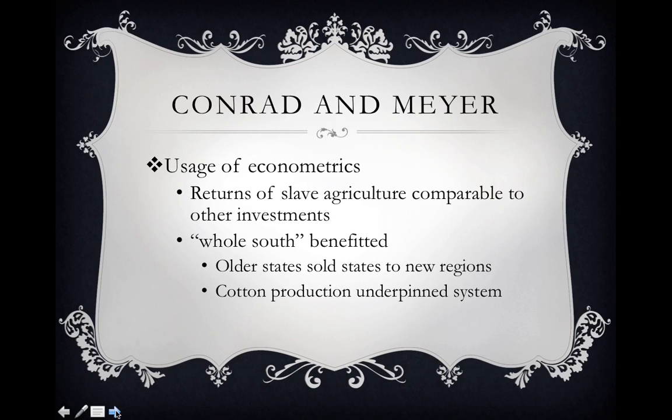Now, moving on, we're taking a look at the research of CONRAD and MEYER. The reason why the research of CONRAD and MEYER is so important is because, number one, they use econometrics in their article. I think one of the first ones to use econometrics in taking a look at particularly slavery. What they do is they measure the returns to slave agriculture comparable to other investments.